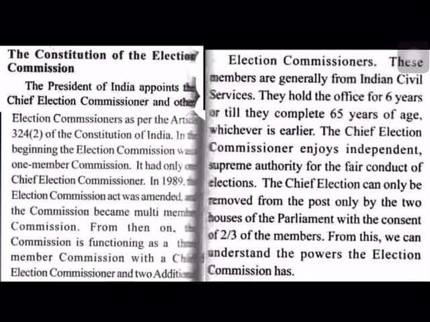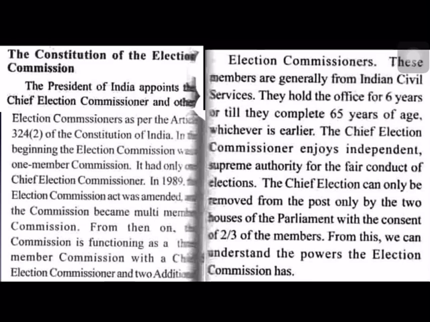The next one is the Constitution of the Election Commission. The President of India appoints the Chief Election Commissioner and other election commissioners as per Article 324, Clause 2 of the Constitution of India. Article 324, Clause 2 provides for the appointment of the Chief Election Commissioner and other election commissioners by the President of India.